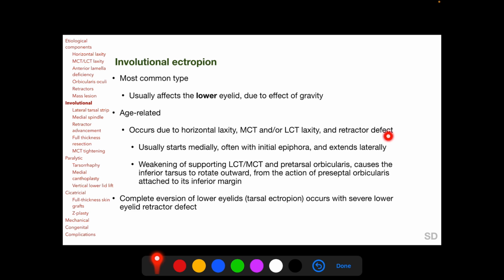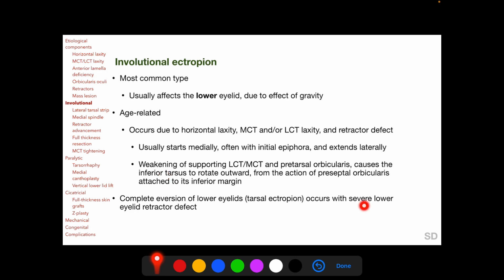A defect in the lower eyelid retractor system is also said to contribute towards involutional ectropion. Involutional ectropion usually starts medially, often with initial epiphora due to punctal eversion, and gradually extends laterally. It is said that the weakening of the canthal tendons and the pretarsal orbicularis results in relative overaction of the preseptal orbicularis, which causes the inferior tarsus to rotate outwards.